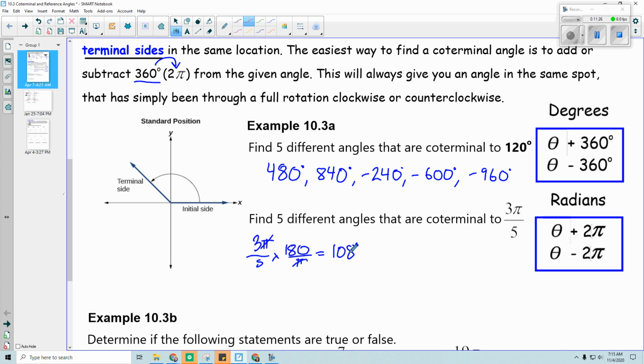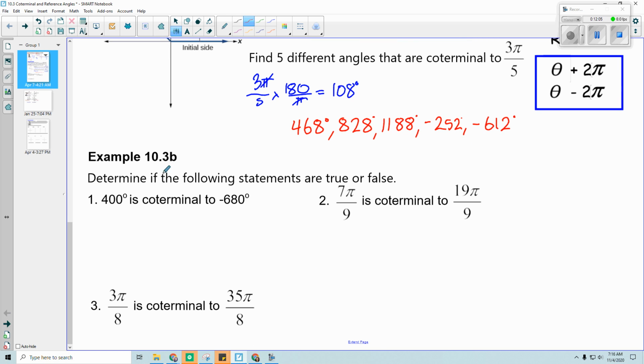And so from that angle, let's just add 360 to that. 468, 828, 1188. Let's go backwards a little bit. Negative 252. That's if I start at 108 and then subtract 360. And then one more time, negative 612.